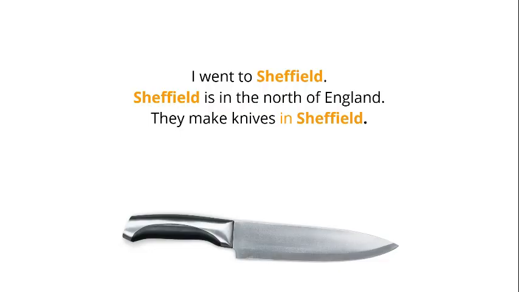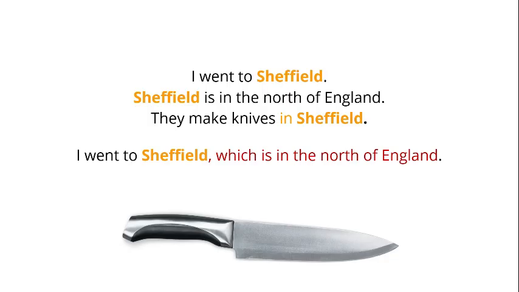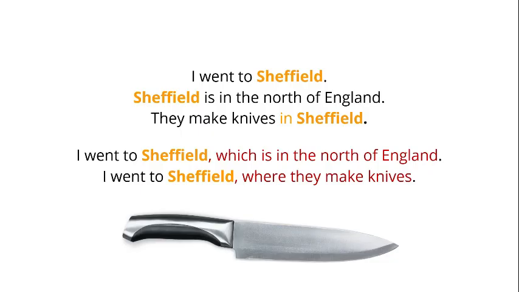Whereas in this sentence, they make knives in Sheffield, I'm talking about an activity that takes place in that city rather than just describing the city. So I could make relative clauses like this. I went to Sheffield, which is in the north of England. You'll see I'm using which because I'm treating Sheffield as if it were any other object. I'm just describing it, giving you some information about the city, rather than this sentence, I went to Sheffield where they make knives. I'm treating it much more as a place, as a location for the making of knives.